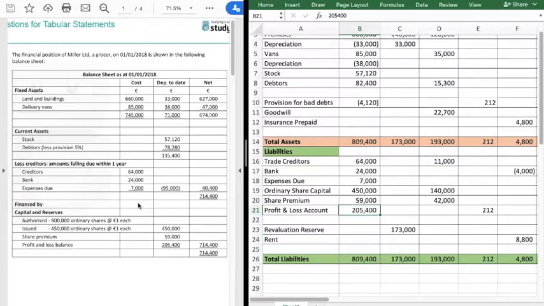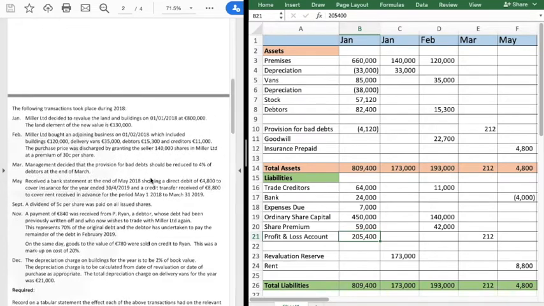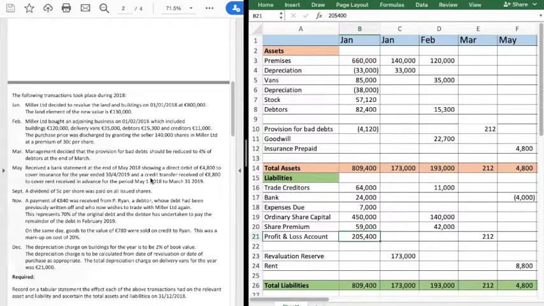Once we have that in, we can begin doing our adjustments. So the first adjustment is revaluation. Miller Limited decided to revalue the land and buildings at 800,000, and they've just mentioned the land element here. This isn't relevant right now, this is going to happen later on. So our current value is 660,000 for our premises, our land and buildings, and to find out how much it's increased by, you just do your 800,000 minus your 660, and the answer is 140,000.